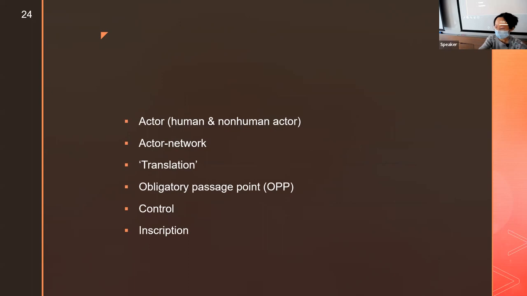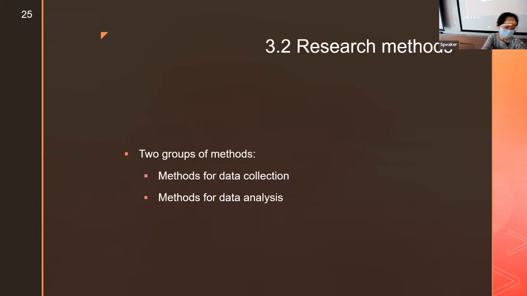I will skip this for now, and then we will go to the research method part. There are two groups of methods that I used. The first is very practical methods used in data collection, and the second is the group of methods used to analyze data.